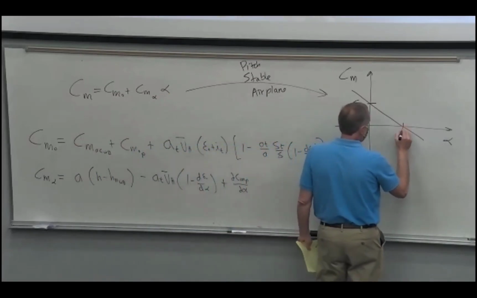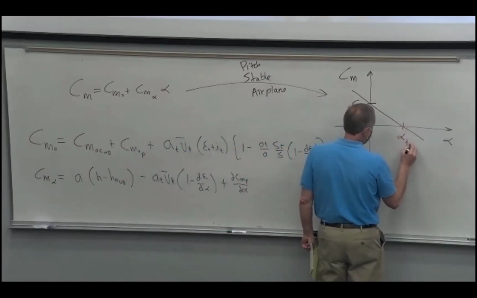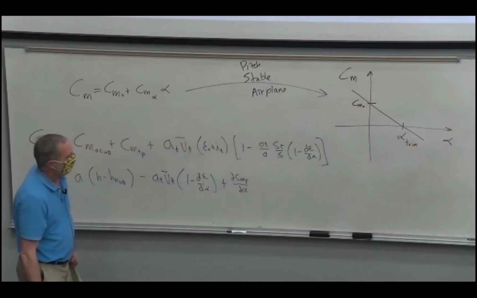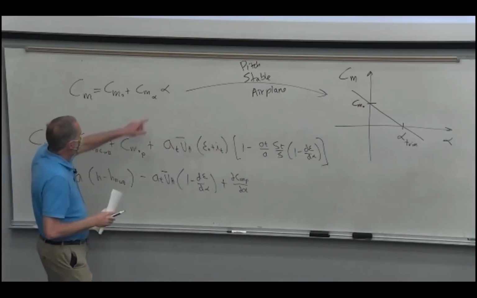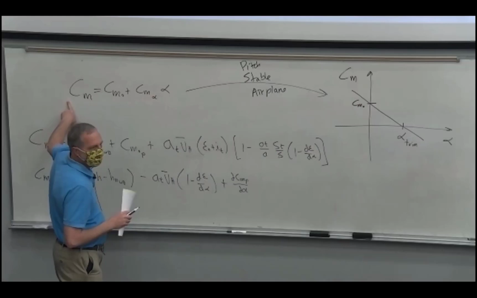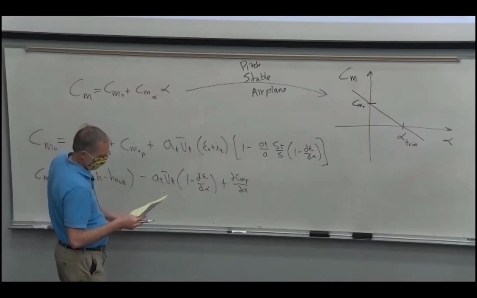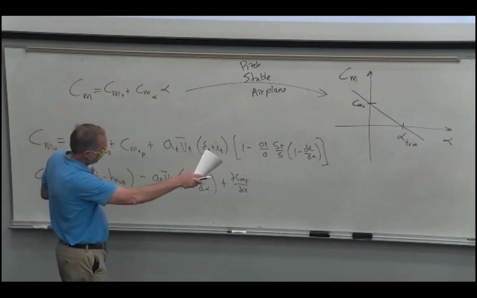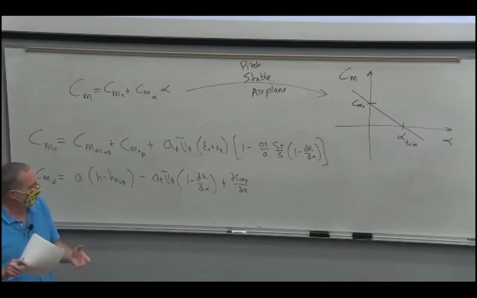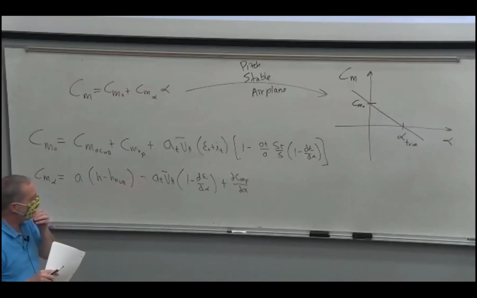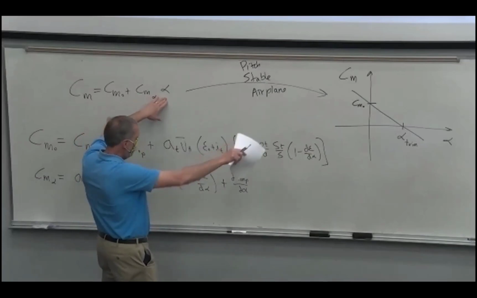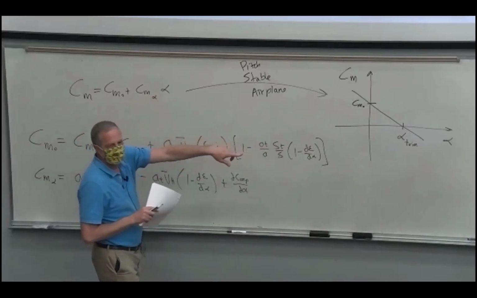And then the point where pitching moment is 0 is our trim angle of attack. That's the angle of attack here that we fly at that makes this whole thing 0. So I need to talk more about what alpha trim is. But CM0 plus CM alpha times alpha trim has to be 0 for the trim condition.